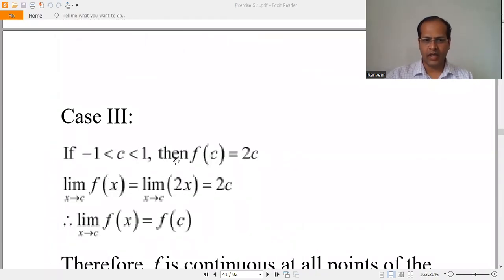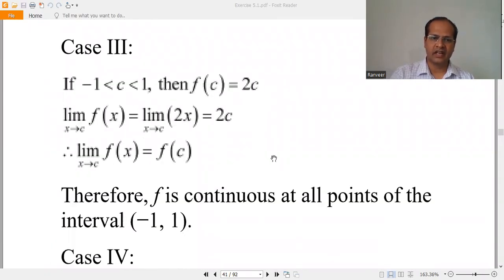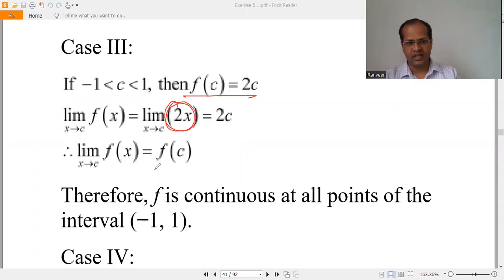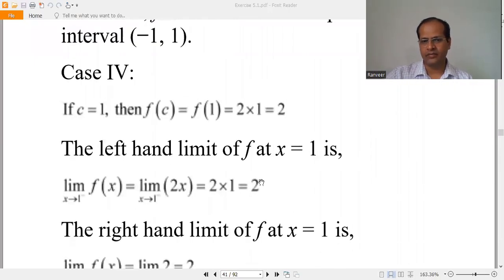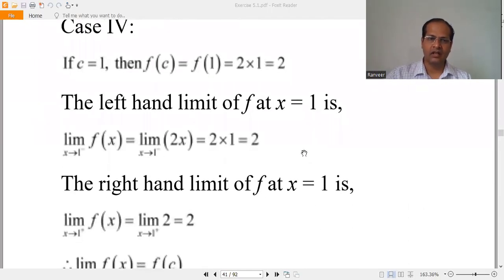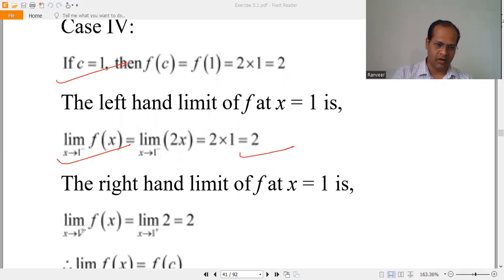Now from minus 1 to 1, there is only one single definition, that is f of C equal to 2C, the single definition 2x. So in this case this is continuous for minus 1 to 1. At C equal to 1, if we check, both values are the same at the point C. The 1 minus value is 2 and the 1 plus value is also 2. So definitely this is continuous.